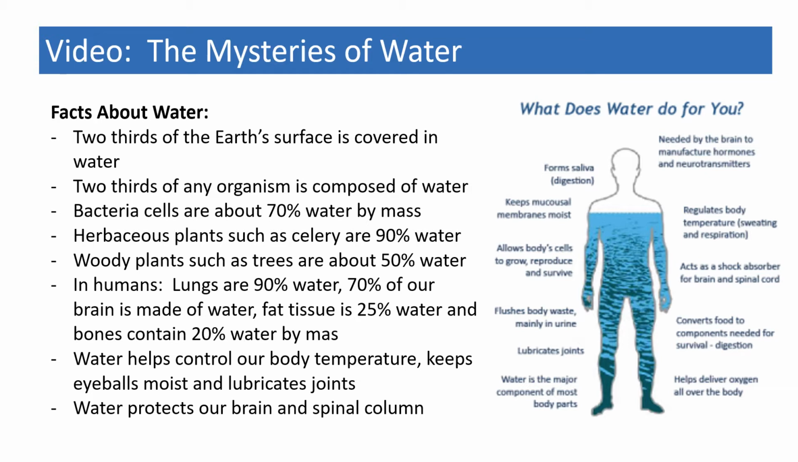In humans, lungs are 90% water, brain 70% water, fat tissue 25% water, and bones 20% water by mass. Water helps control our body temperature, keeps eyeballs moist, and lubricates joints. Water protects our brain and spinal column.